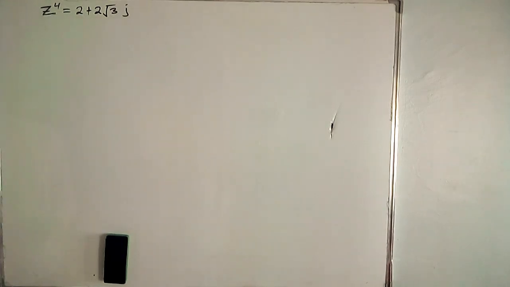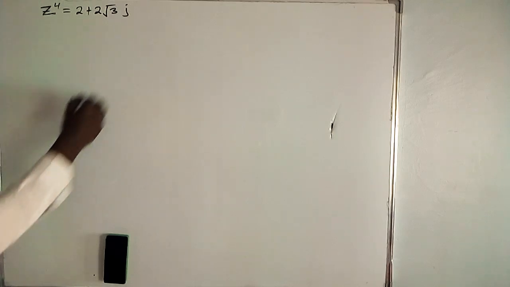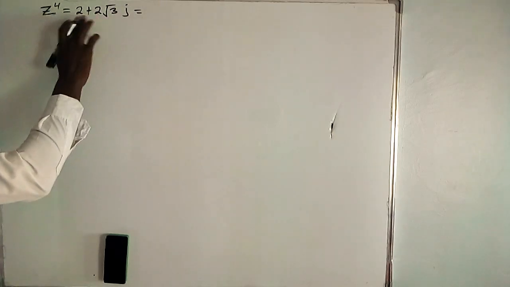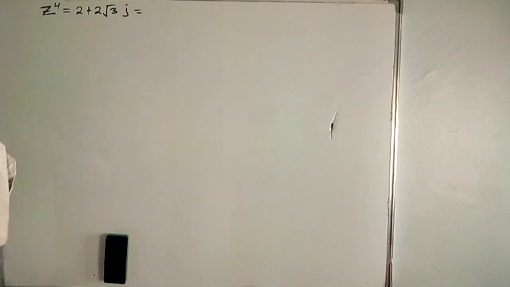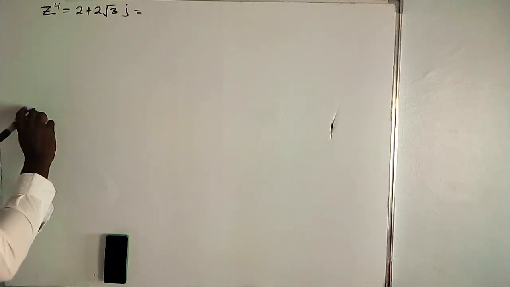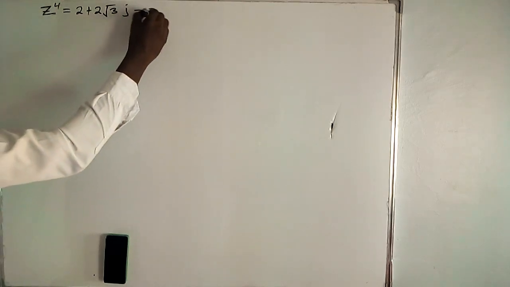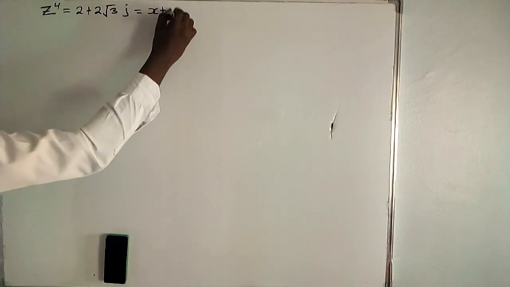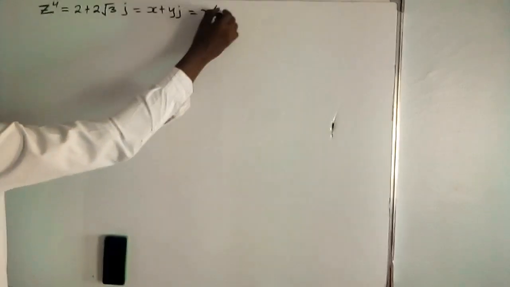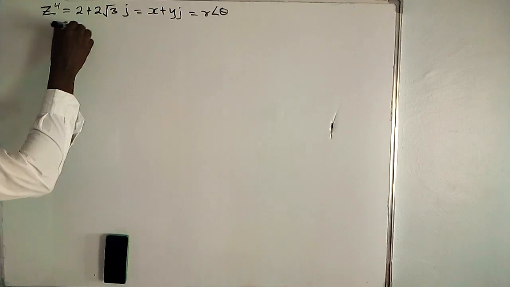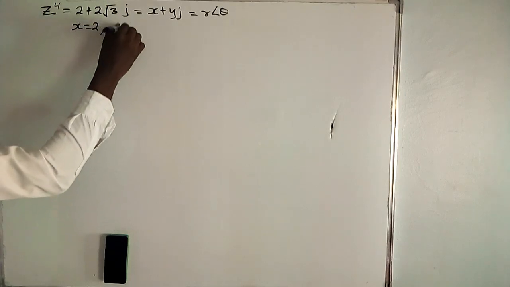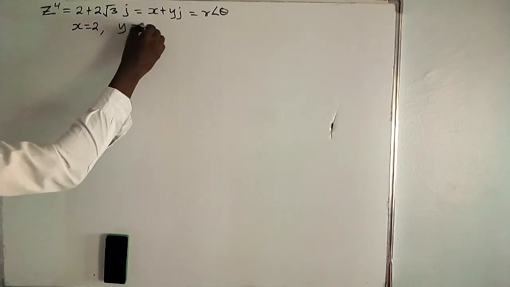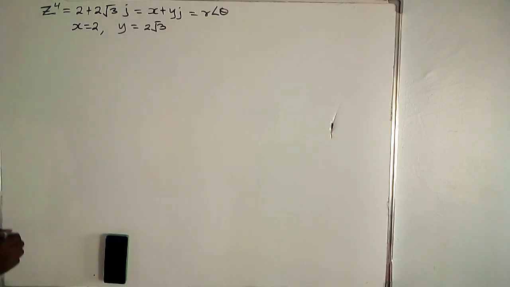We change the Cartesian form into polar form first, isn't it? So we have here z raised to power 4 is equal to 2 plus 2 root 3j. This is in the form x plus yj. So from there our x is 2 and our y is 2 root 3. Having found x and y, you can now find r and theta.